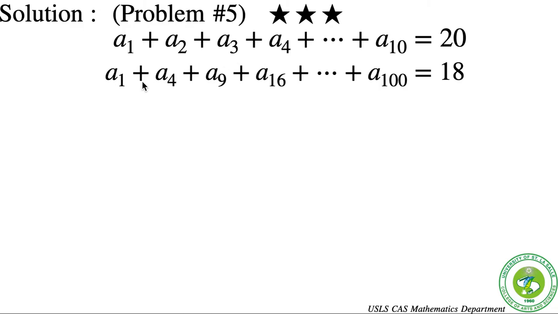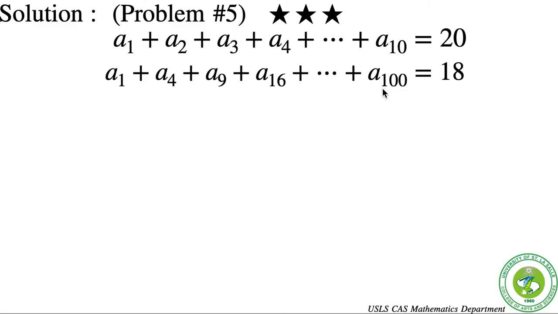In our second sequence, as you can notice, the indices are all perfect squares. This is a sub 1, this is 2 squared, a sub 4, this is 3 squared, a sub 9, this is 4 squared, a sub 16, next is a sub 25, a sub 36, and so on until a sub 100, which is 10 squared. The sum is 18. It doesn't mean that we have a lot of terms in this ellipsis, only that we have 10 because they are all perfect squares, and 100 is the 10th perfect square. So we have 10 terms here, not really a lot.